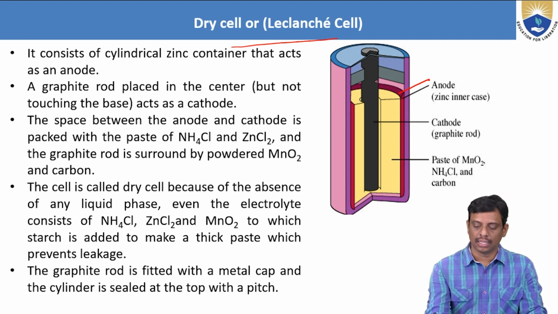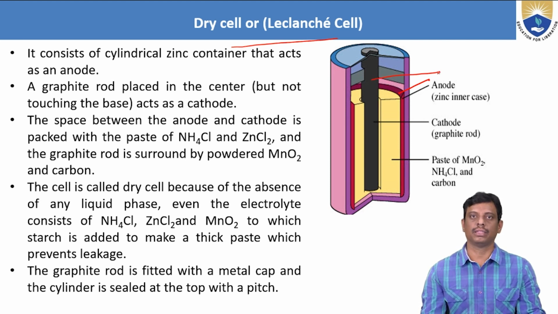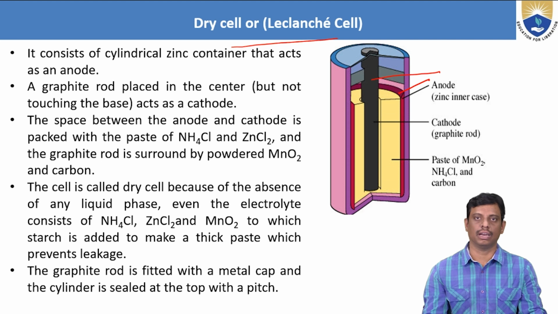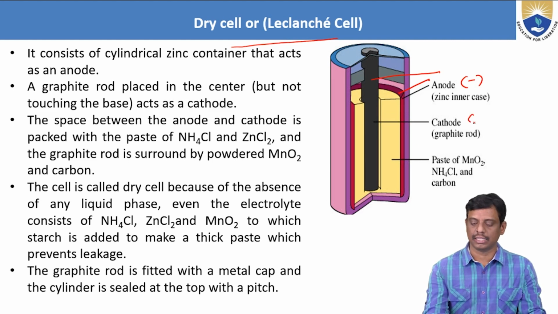In the center, they use a graphite rod, a carbon rod. It is placed in the center and acts as the cathode. So the zinc plate acts as the anode, and the graphite rod acts as the cathode.